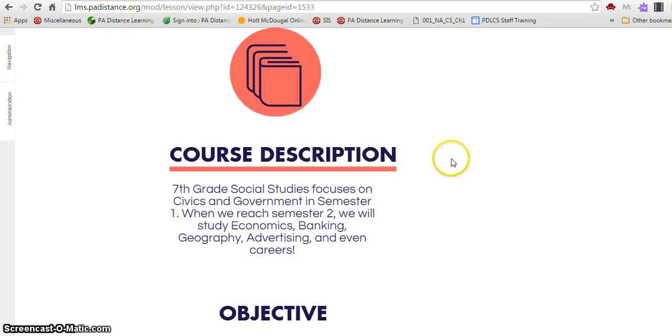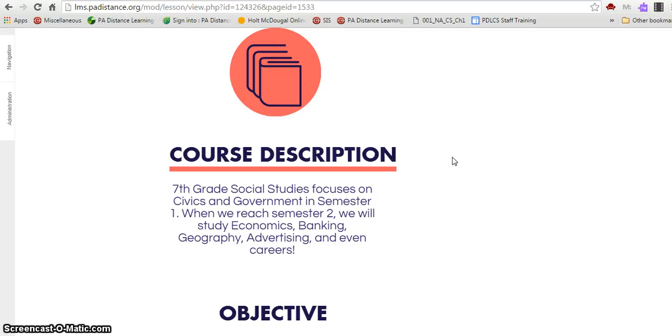Moving forward, course description. 7th grade social studies focuses on civics and government in semester 1. So until like January, we're going to be studying government. So that means the presidency, the judicial branch, the executive branch, all of that federal government stuff that you're probably hearing about because it's an election year. But we're also going to look at government at the state and local level. We have the state of Pennsylvania that governs all of us, and then you guys have your cities and towns, which also have government. And in semester 2, we take a look at economics, banking, geography, advertising, and even careers.